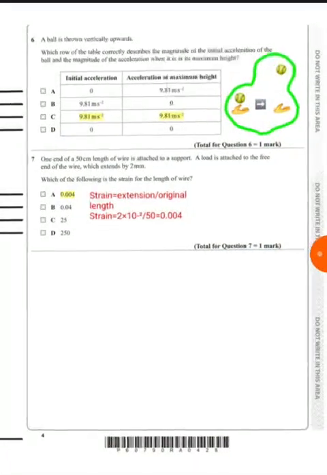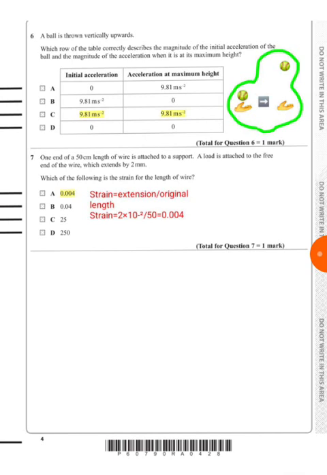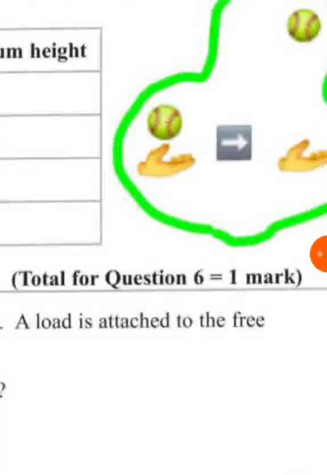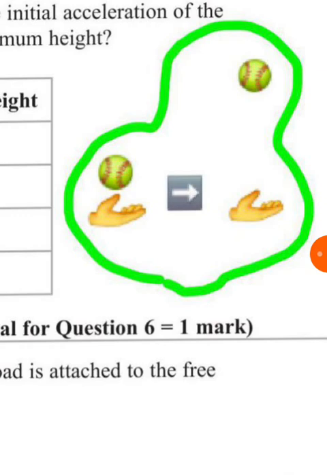Question number 6. A ball is thrown vertically upwards. Which row of the table correctly describes the magnitude of the initial acceleration of the ball and the magnitude of the acceleration when it is at its maximum height? So here we can see they are saying the ball is thrown vertically upwards. So that means someone is throwing the ball. I have drawn a diagram for you all to understand. Someone is throwing the ball.